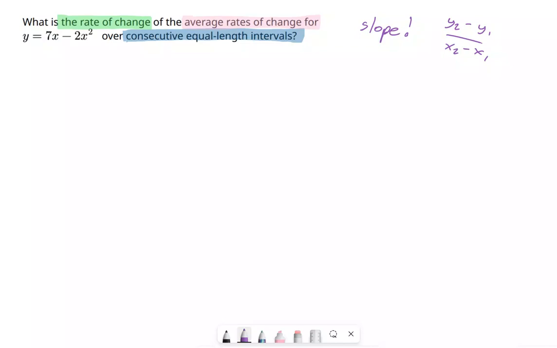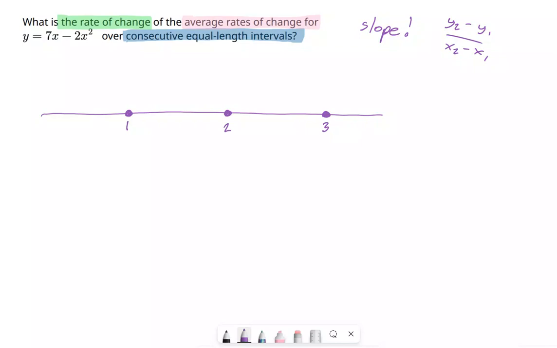And what I'm going to do is focus for a moment on this consecutive equal length intervals phrase. And I'm going to construct this a little bit like a number line. Now bear with me. When it says equal length intervals, you can pick any intervals you want as long as they're equal length. I don't feel any need to prove myself or get fancy, so I'm just going to pick easy numbers like 1, 2, and 3. These are my x values, and they're equally spaced apart.